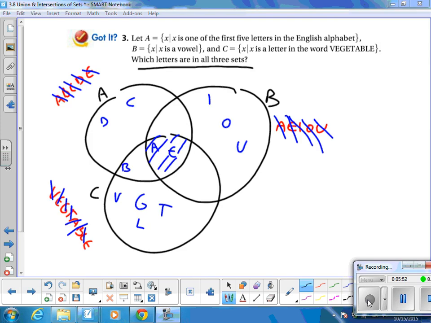So I'm trying to find the answer to what letters are in all three sets, and my Venn diagram shows kind of strewn all over the place, but I do have some that are an intersection of all three sets. A and E is found in all three sets.